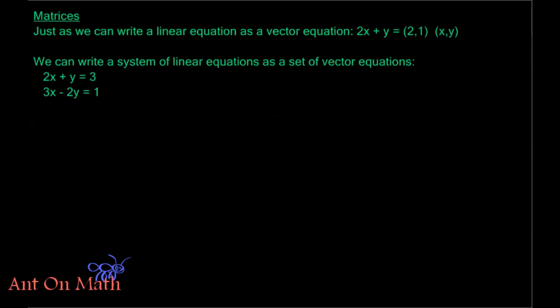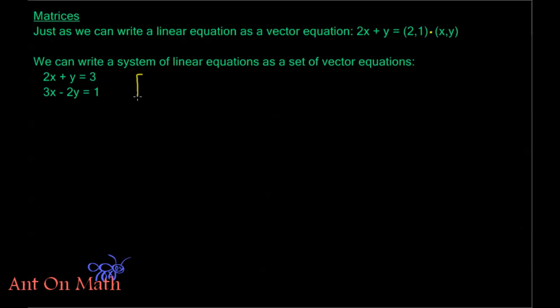So matrices, just as we can write linear equations as a vector equation, and it looks like I've left out my little dot here, but it's easy to see that we can write the equation 2x plus y as the vector dot product (2, 1) dot (x, y). All right, we can see that without much trouble from the dot product we learned last video. Now we can do the same thing with a system of linear equations. We can write it as a set of vector equations.